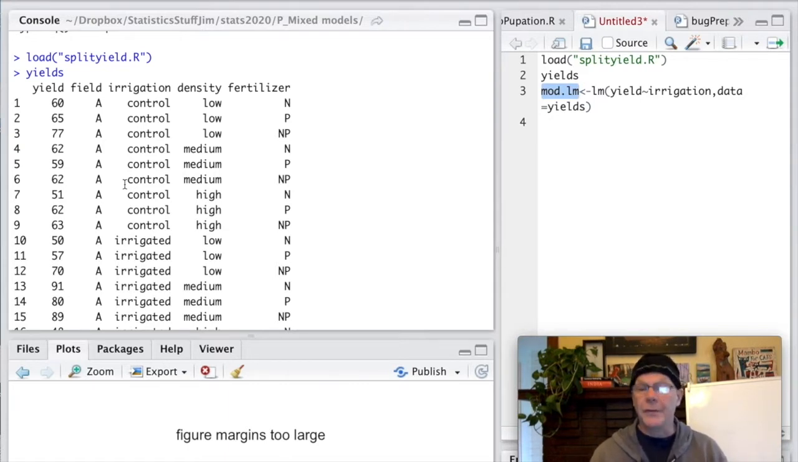This is where the concept of a mixed model comes in. And mixed models are often referred to as random effects models.